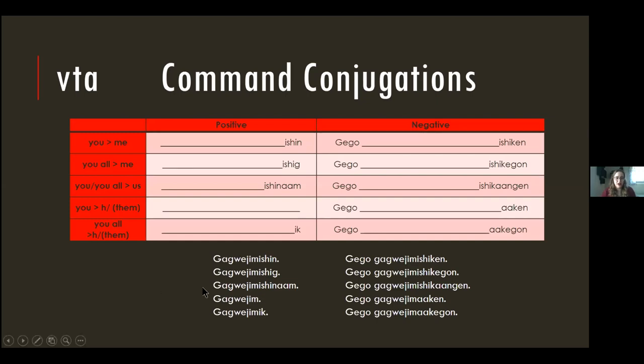Okay. So the verb that we're going to use is gagwajim. Okay, gagwajim. So you to me, gagwajimishin. So that means you ask me. Okay, gagwajimishin. You ask me. Gago, gagwajimishikin. You don't ask me. I don't want to be asked. You don't ask me. Okay? Maybe you should ask someone else.